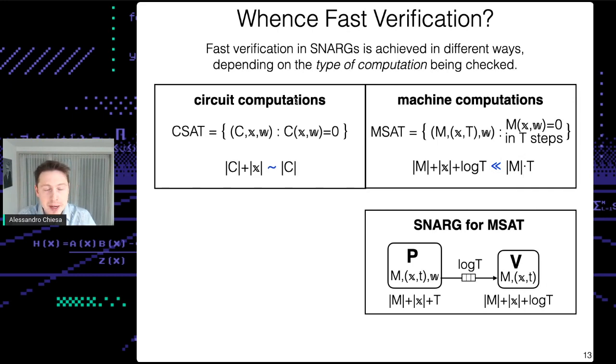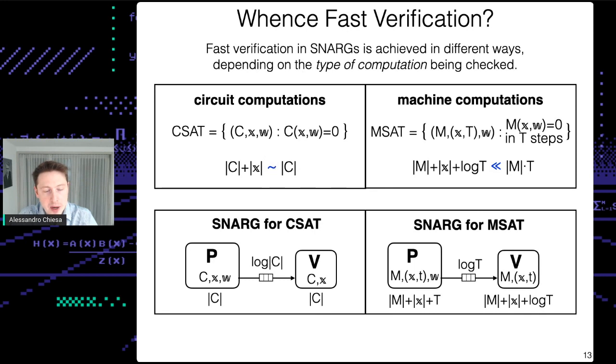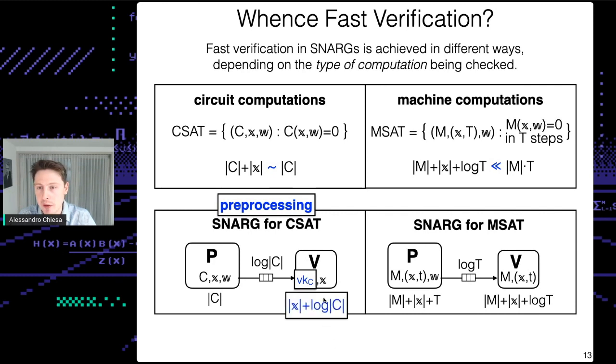Many SNARKs, however, are based on circuit computations, where the description of the computation is the size of the computation itself. So how can you have a sublinear verification in this case? In these cases, you pre-process the circuit and you generate a verification key that is short and that depends on the circuit. And in that case, this is how you achieve sublinear verification. This is just at high level. Pertush will talk a little bit more about this.